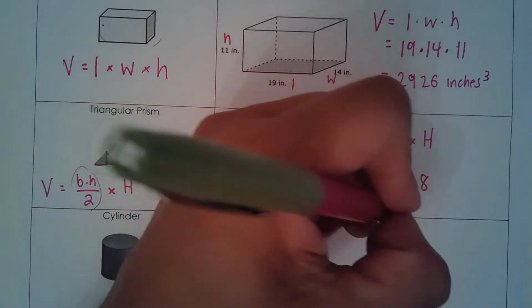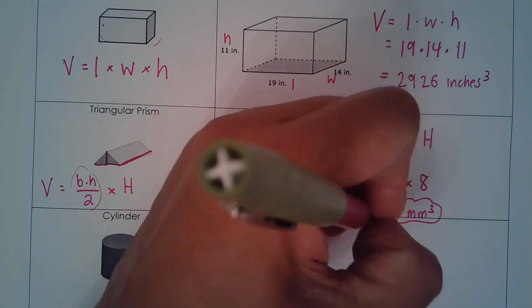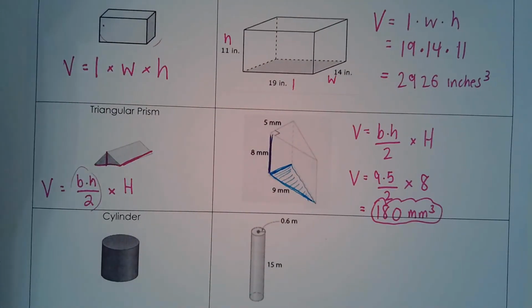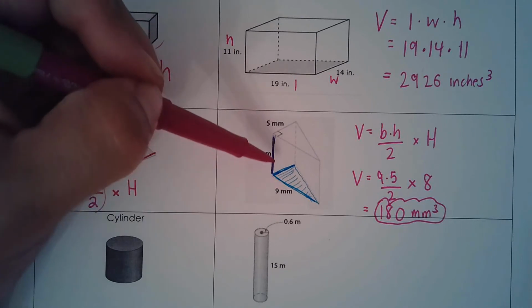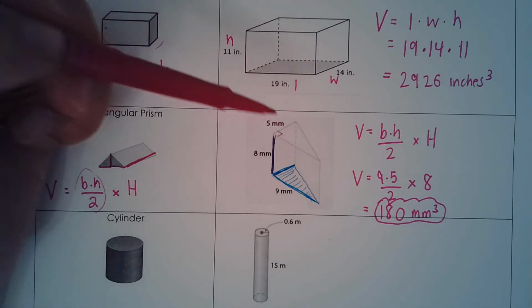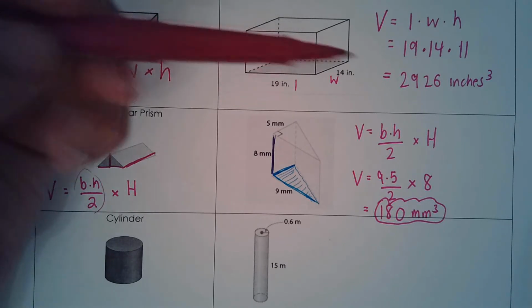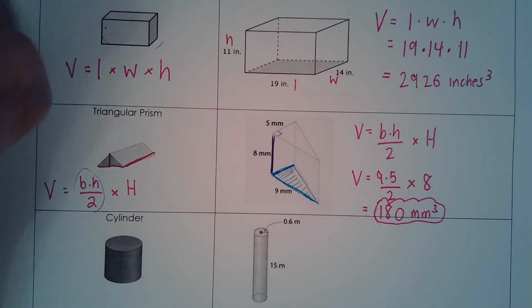180 millimeters cubed. And then in your workbook, a question might say, you have a triangular prism, it is 2/3 full. So then calculate the volume. So you would multiply the total volume by 2/3.